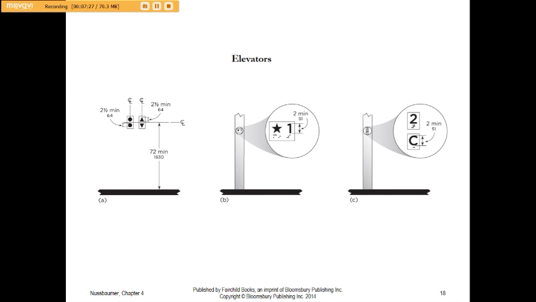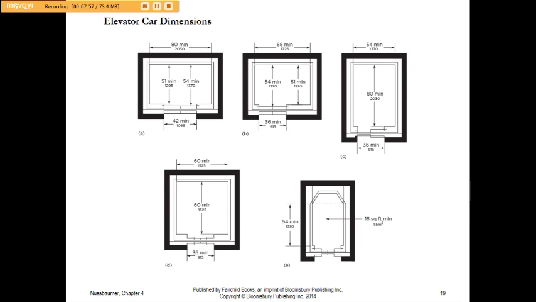At elevators, we are sometimes responsible for signage. A lot of this kind of signage that you're seeing is going to be taken care of by the elevator manufacturers. But if someone is asking you your opinion, does this elevator meet ADA, you can use these diagrams to help them figure that out.